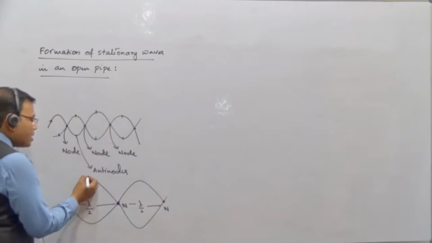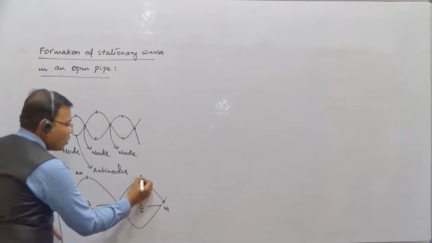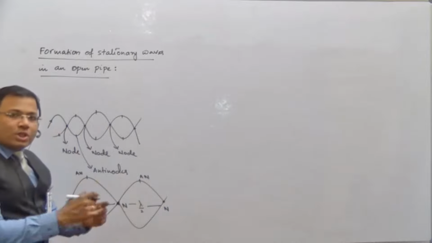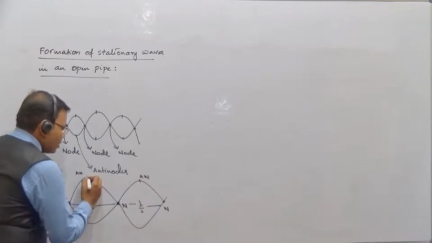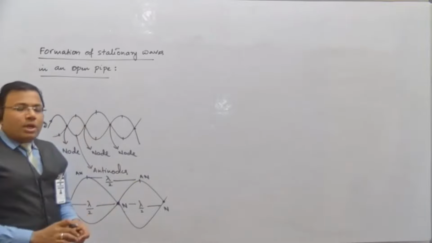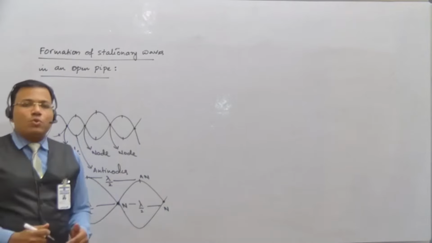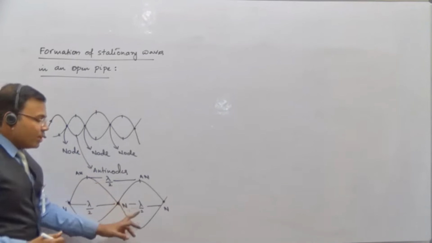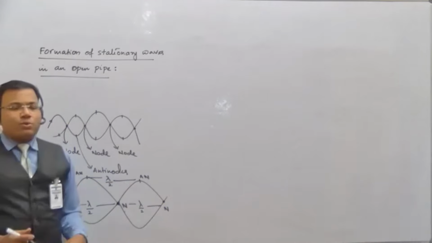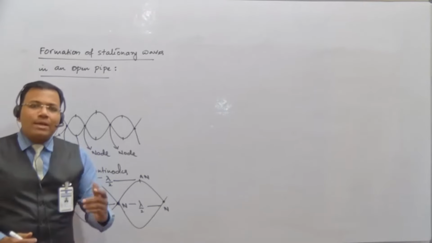And you know, student, this is an antinode, this is also an antinode, this is an antinode, and this is also an antinode. So what is the distance between two consecutive antinodes? That is also lambda by 2. From here to here is also lambda by 2. So here you need to remember the distance between two nodes and the distance between two antinodes is always lambda by 2. Two nodes, lambda by 2; two antinodes, lambda by 2. Now my question is, what is the distance between a node and the next antinode?